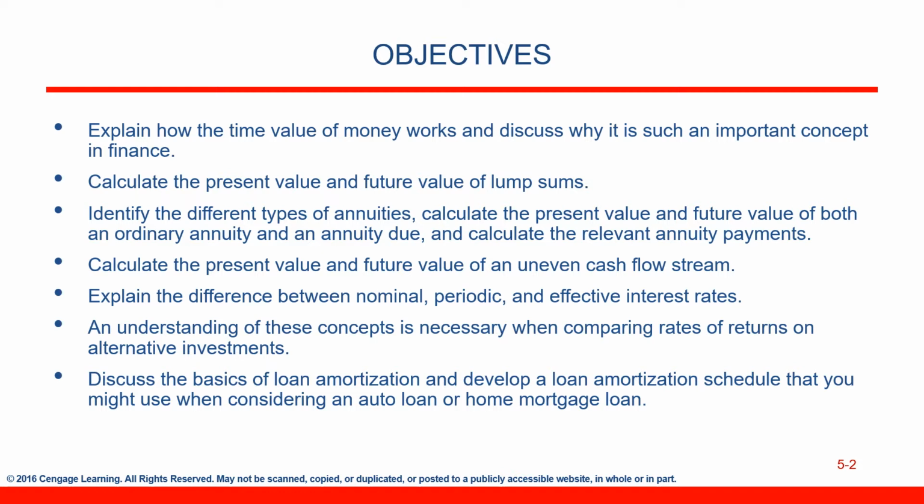Okay? And then, one of the objectives also is to explain the difference between the nominal, the periodic, and effective interest rates. Understanding this concept is necessary when comparing the rates of return on alternative investments. We will also discuss the basics of loan amortization and develop a loan amortization schedule that you might use when considering an auto loan or home mortgage loan. But these four objectives, I will record later, no? So we will only discuss the first three.